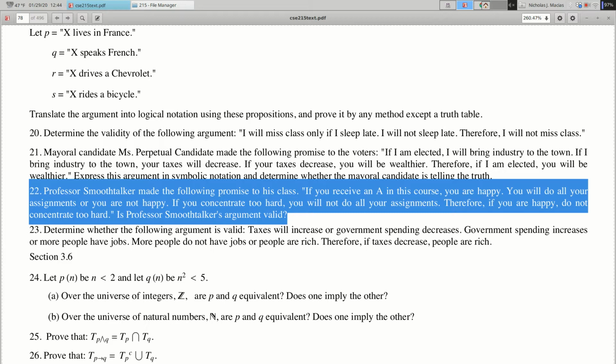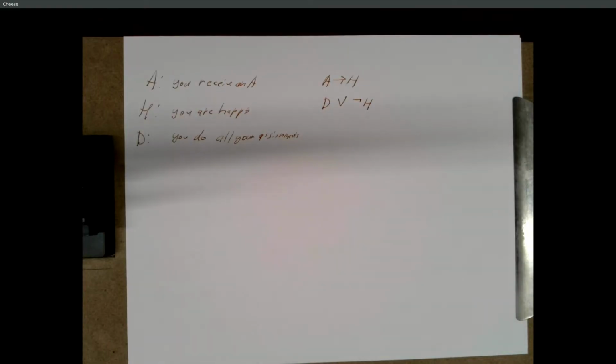Okay, you will do all your assignments or you are not happy. So let D be the proposition you do all your assignments. And so the second statement is you will do all your assignments or you are not happy. So it's either D or not H. So that's our second piece of the professor's statement.